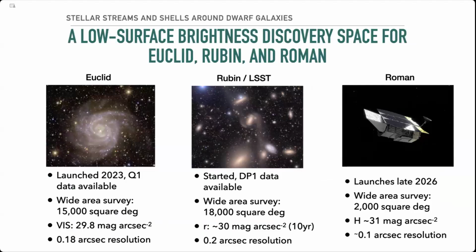Of course, with Euclid, LSST and Roman, this space of low surface brightness, and especially for lower mass galaxies, is a huge discovery space. And so I'm very excited about all of the data coming in and the data that will be coming in over the next years.